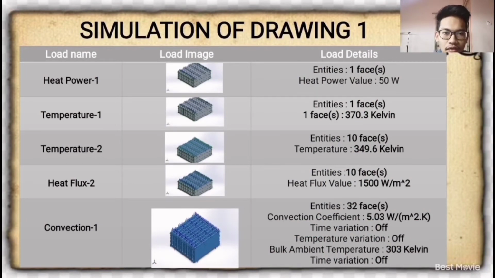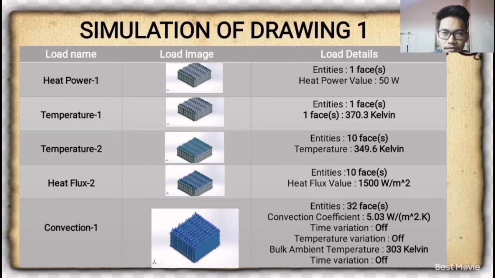Simulation of drawing 1. For heat power 1, load details, entities 1 face, heat power value 50 watt. Temperature 1, entities 1 face, 370.3 Kelvin. For temperature 2, entities 10 faces, 349.6 Kelvin. Heat flux 2, entities 10 faces, heat flux value 1500 watt per meter squared. For convection 1, entities 32 faces, convection coefficient is 5.03 watt per meter squared Kelvin, with bulk ambient temperature 303 Kelvin.